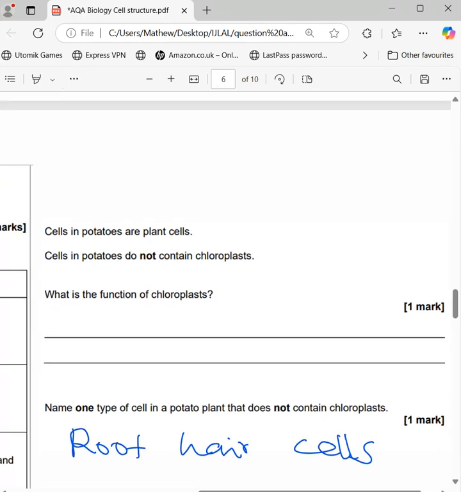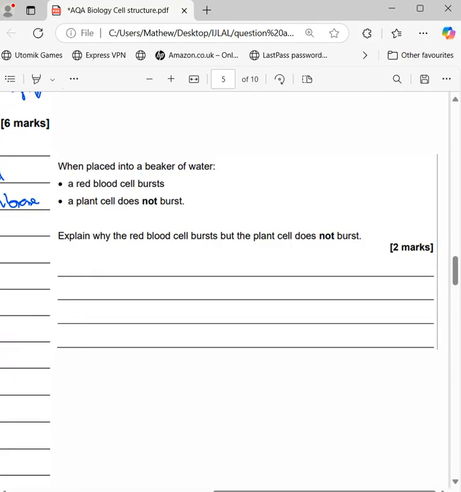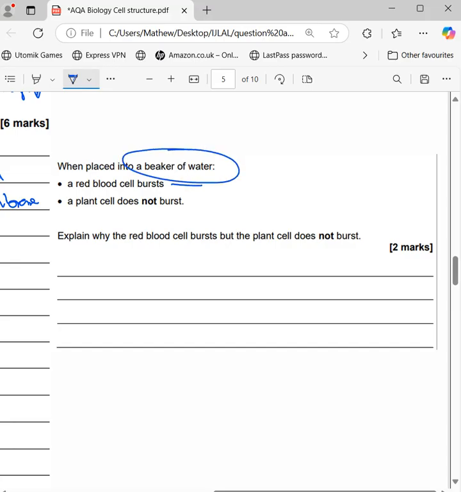Now, I have a question here. They said, when placed into a beaker of water, the red blood cell bursts while the plant cell does not. Explain that. The first thing you should know is that red blood cells have no cell wall. If you place it into a beaker of water, water will move into the cell by osmosis, and it will swell and then burst. But plant cells have a cell wall, so instead of bursting, it becomes turgid. That's the answer to that question.